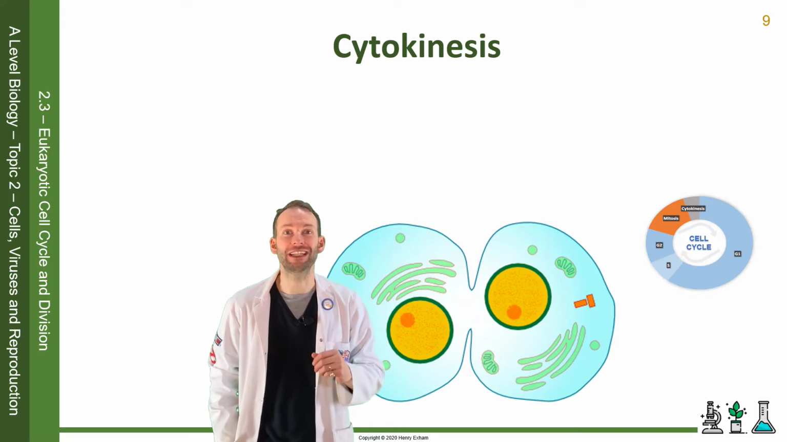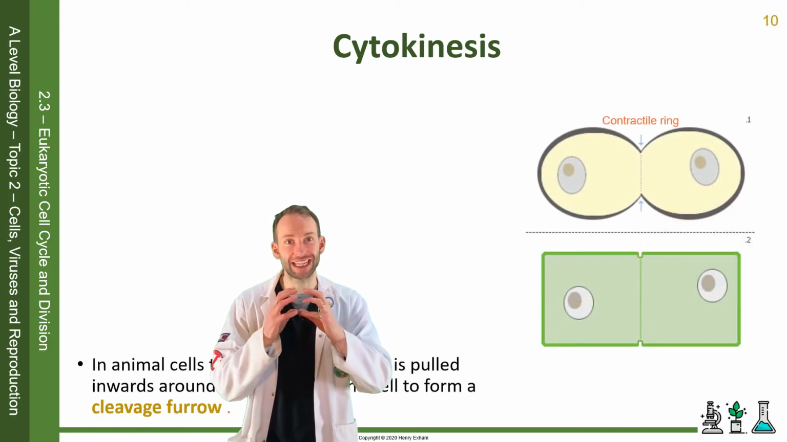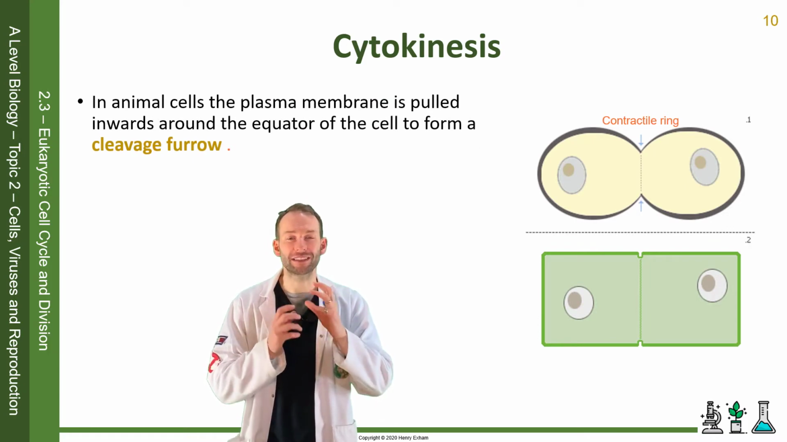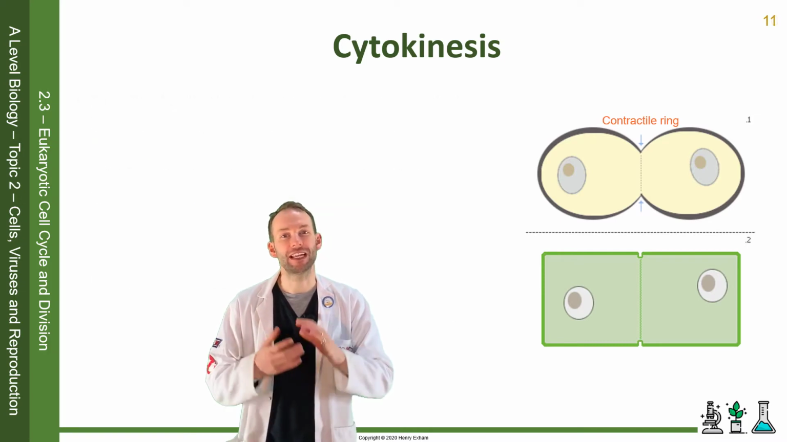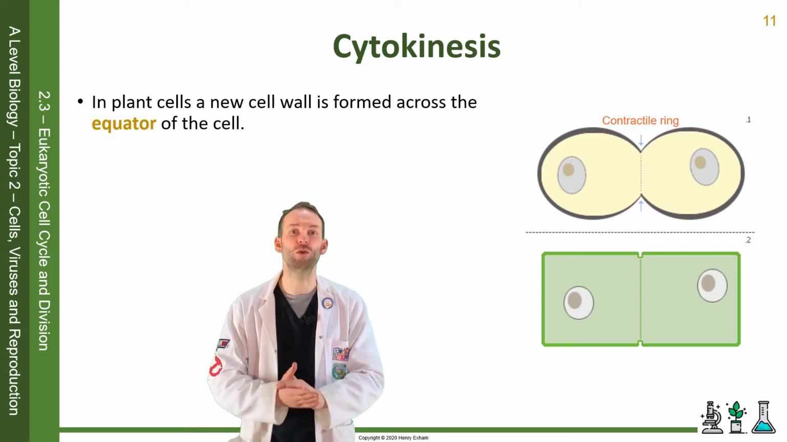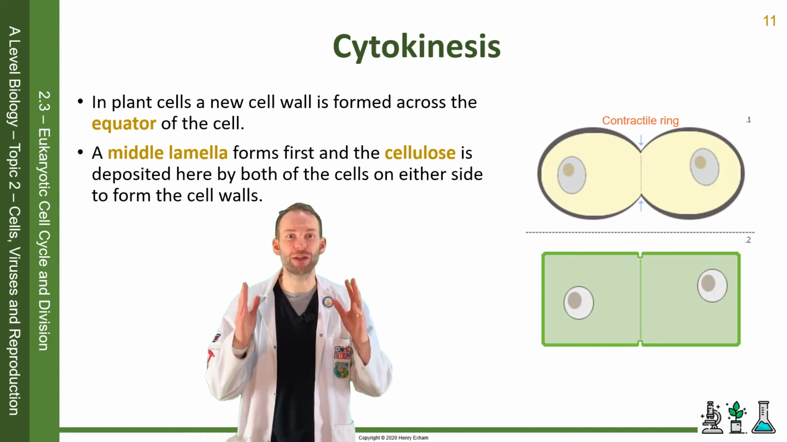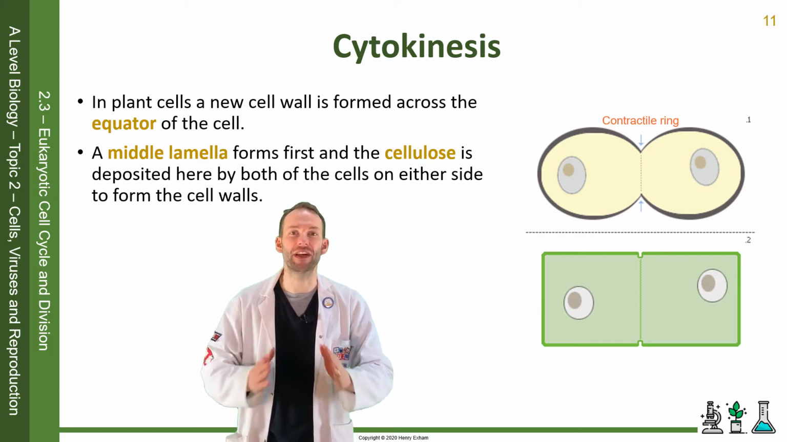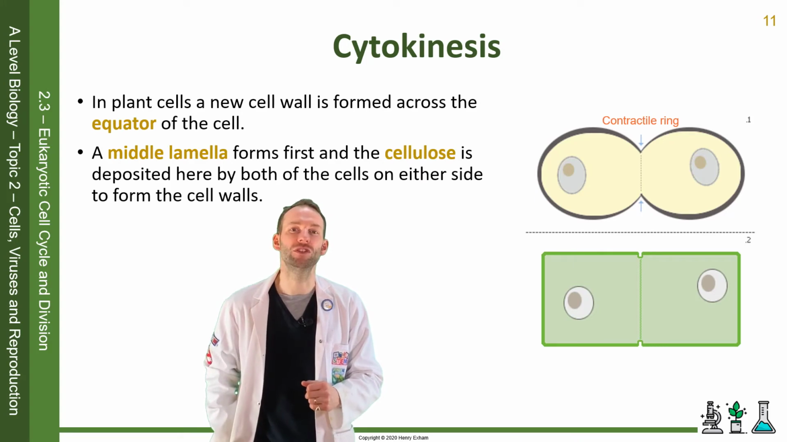And it's slightly different in animals and plant cells. In animal cells, the plasma membrane is pulled inwards around the equator to form what we call a cleavage furrow by something called a contractile ring, which is made up of actin and myosin filaments. In plant cells, we need to form the new cell wall down the equator, and that is done by having what's called a middle lamellae, and then building cellulose either side of that to form these cell walls. And then that middle lamellae can disappear, and you end up with your two new cells.